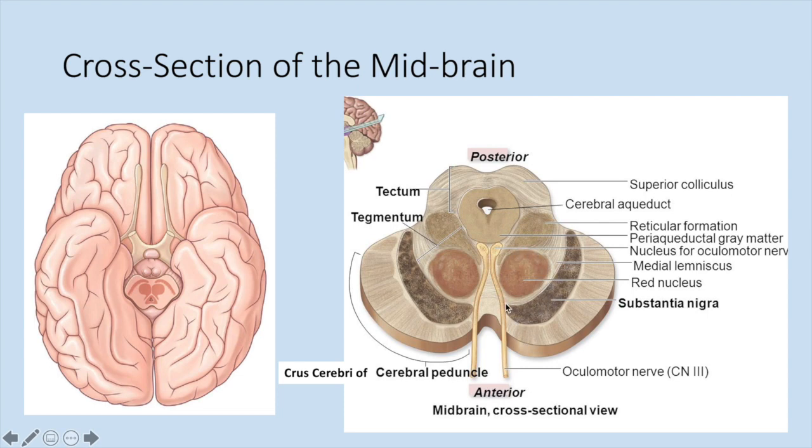Then we've got the red nucleus, which is this red-looking nucleus inside the midbrain. This is important because it links to the rubrospinal tract, which we're not really too sure what it does, but we think it's to do with fine motor movements. And then finally, here we've got the cerebral aqueduct, which will divide between the tectum, which is posterior, and the tegmentum, which is anterior to it.